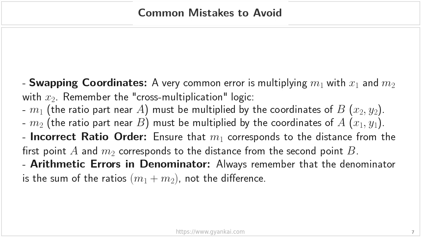Finally, watch out for simple arithmetic errors in the denominator. When you are calculating the bottom part of the fraction, always remember that the denominator is the sum of the ratios, m1 plus m2. A common mistake is to accidentally subtract them instead of adding them.